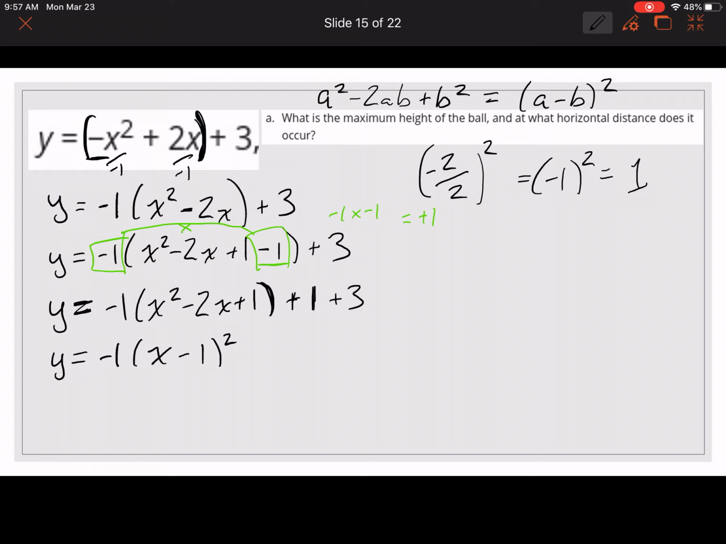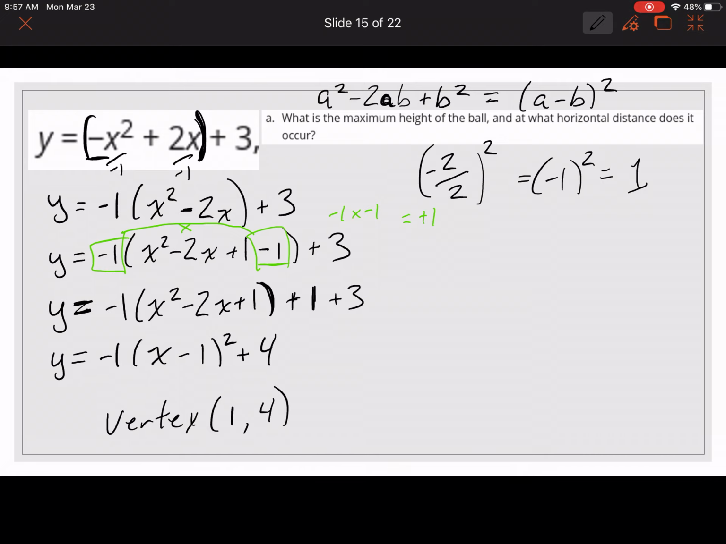And make sure that you remember both of those. It caught me for just a second. I had to go look. And simplify our outside, +4. So now we know the vertex. Again, k and h, opposite signs for h, normal signs for k. Our vertex is going to be 1, 4.